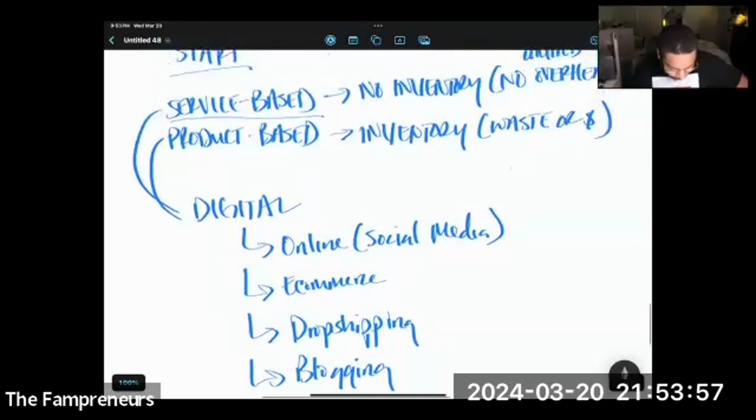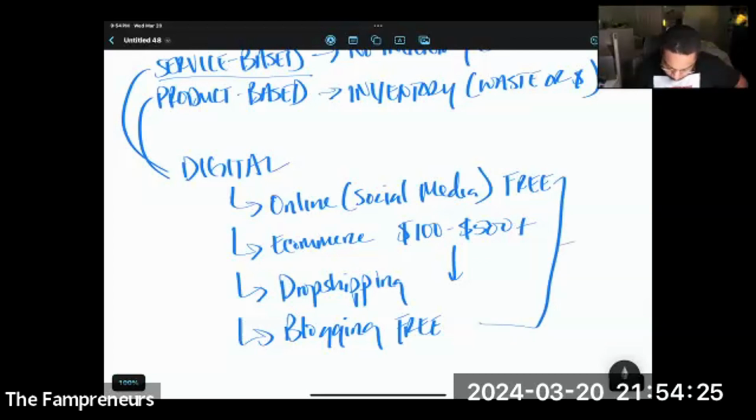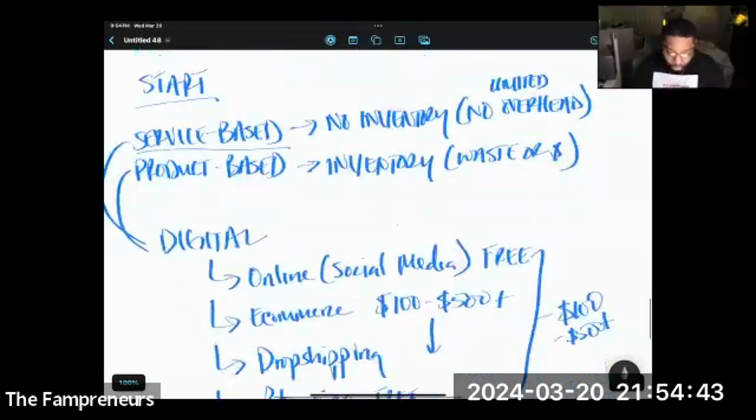I'm going to just start off with those. Online space, you could start for free. E-commerce, you probably have to put maybe $100 to $500 down, maybe more. Same with drop shipping. Blogging, you can start for free, right? And if you want to really scale up faster with both of these businesses, I would maybe invest 100 to 500 if you want to start up quickly. But if you just want to start off for free, you can literally start those by just posting content on social media.